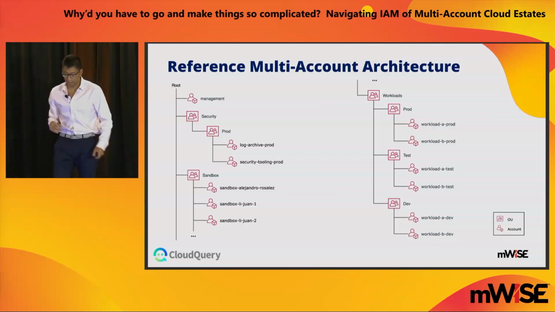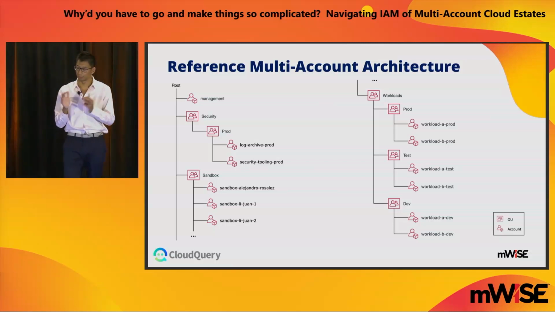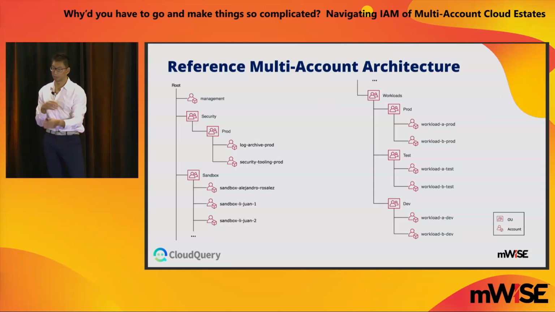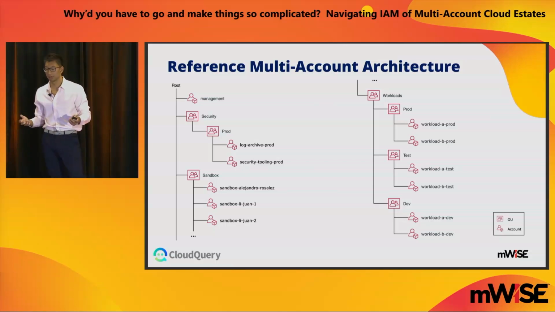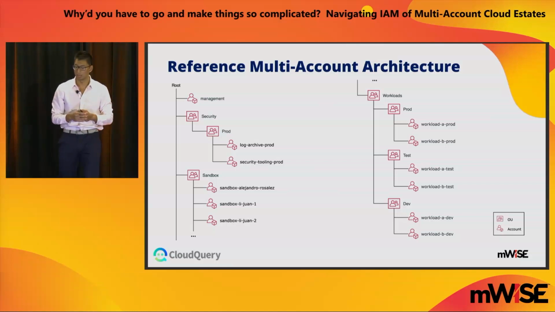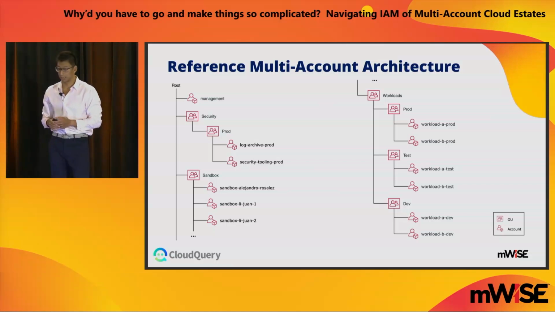It's a little bit small to see, but what you can see here is we have our root, which is an organization. We have management, which is the management account. We'll talk about that a little bit later. We have a security OU. Within that, there's a prod OU that's nested. There's a sandbox OU. There's a workloads OU with prod, test, dev. But this is just a reference multi-account architecture that AWS has.